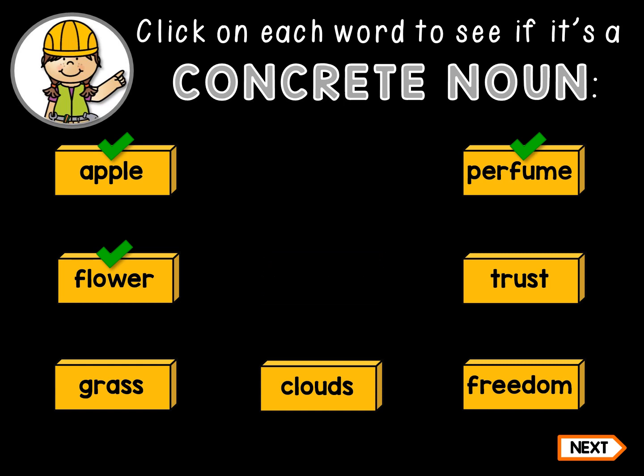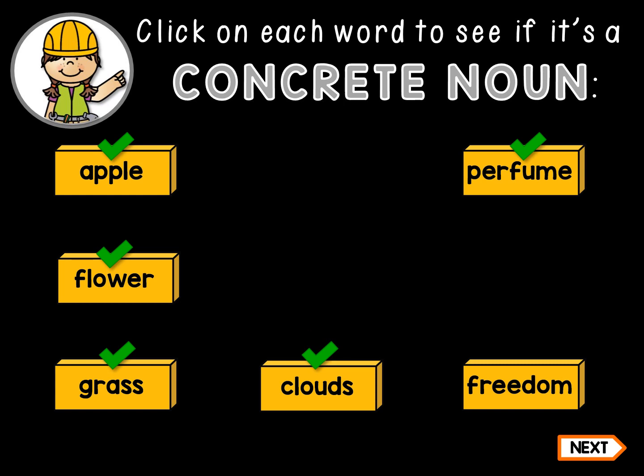I can experience it, but that's not a concrete noun. Trust. Once again, I can experience it, but I can't actually pick it up, taste it, or feel it. So that's not. Grass. I can see it and I can feel it. So it is. Clouds, I can see it. And freedom, once again, I can experience it, but it's not a concrete noun.